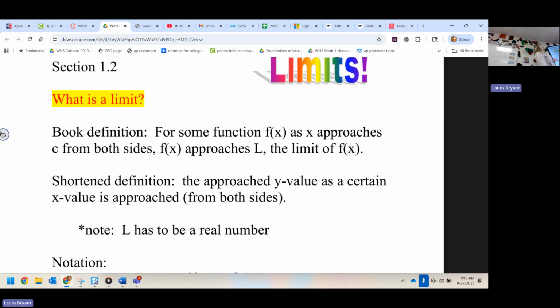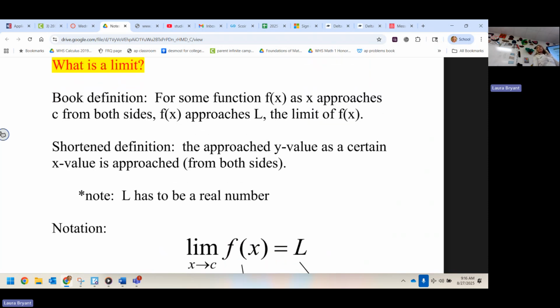So a limit is a y value on a graph. It's the y value that you approach as you trace out the x value from both sides. Why in the world do we need limits if you can't simply figure out what the y value is of a function? Do we really need limits?